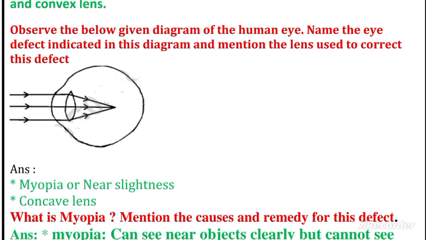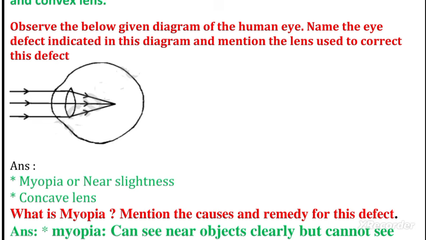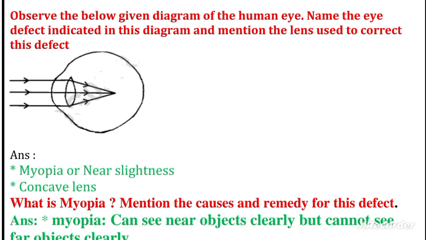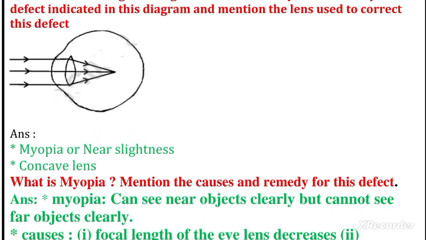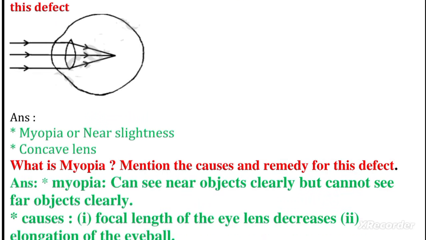Next question. This is also most important. Drawing type of questions. Observe the below given diagram of the human eye. Name the defect indicated in this diagram. Mention the lenses used to correct this defect. Observe this diagram. This diagram shows myopia or nearsightedness. Correction is by using concave lenses.